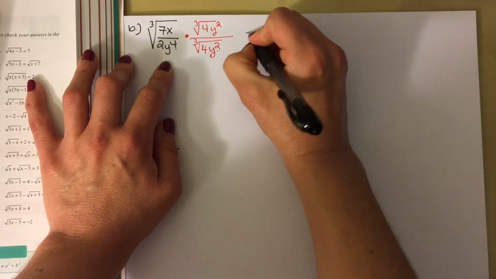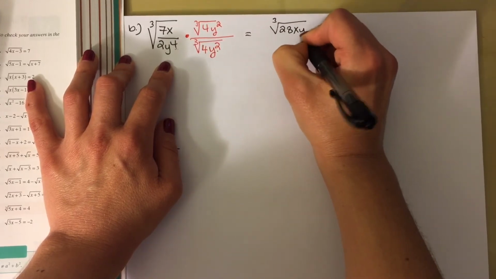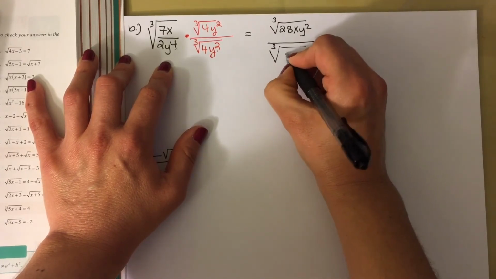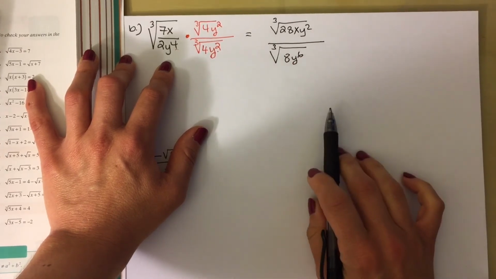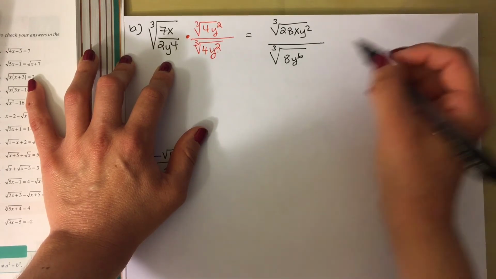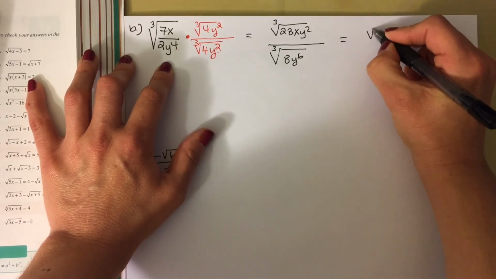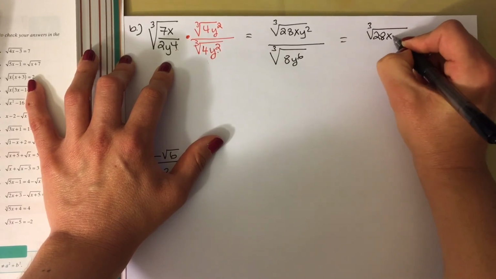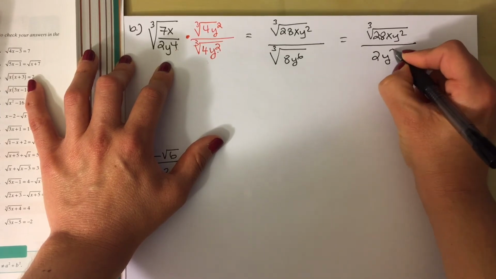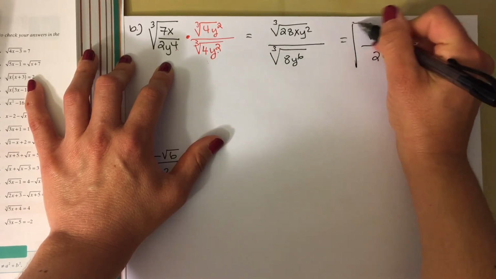Let's multiply. We get cube root of 28xy squared over cube root of 8y to the 6th. The whole idea here is to try to get a perfect cube, and this is a perfect cube. You just need to figure out what to multiply by to get a perfect cube. Numerator, we can't simplify, just recopy it. And the denominator turns into 2y squared because we take 6 and divide it by the index, so y squared. And that's our final answer.